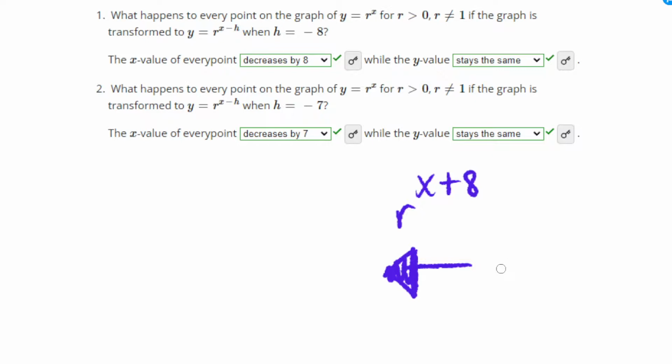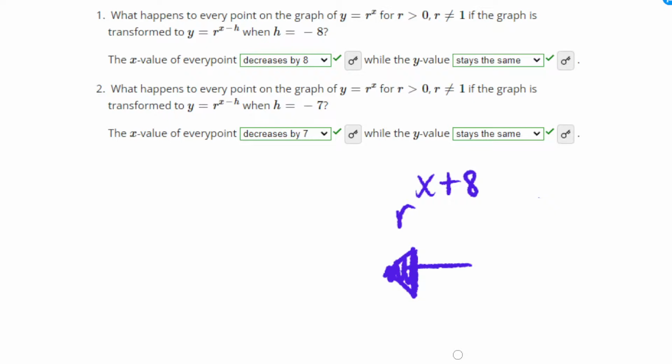What happens to the x value of every point on the graph of y equals r to the x, for r greater than 0 and not equal to 1, if the graph is transformed to y equals r to the x minus h when h equals negative 7? One thing to note is you don't need to worry about the beginning part, where r is greater than 0 and r does not equal 1, if it's confusing to you. It's just saying we want to know what the behavior of our graph is going to be from here. We don't care about the part where it becomes fractions.